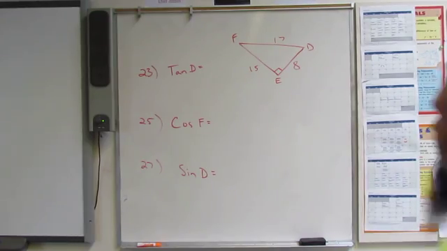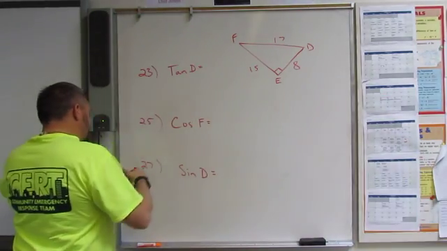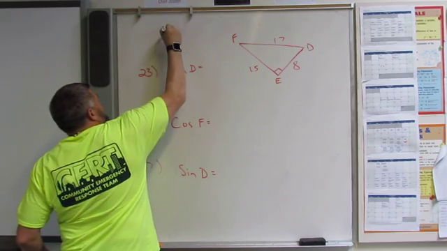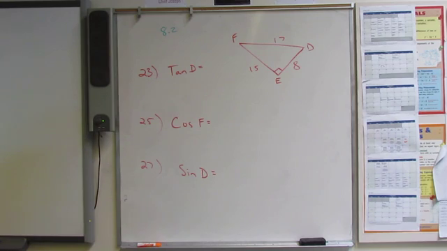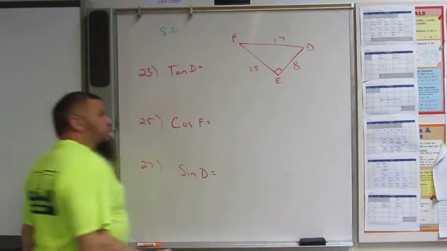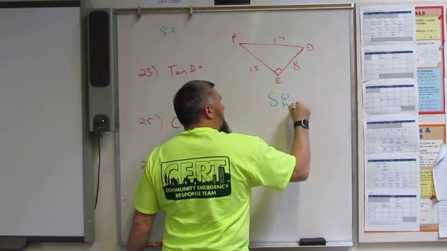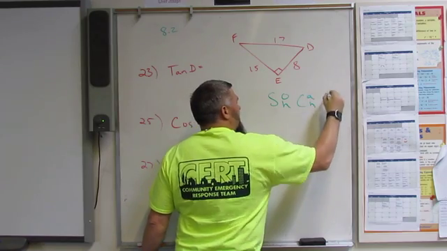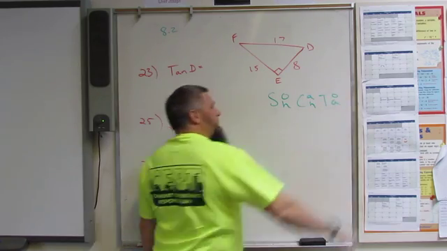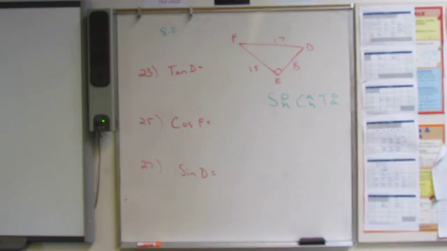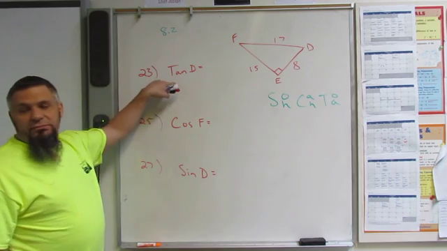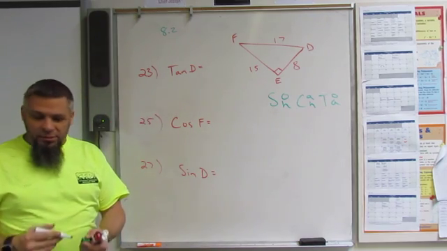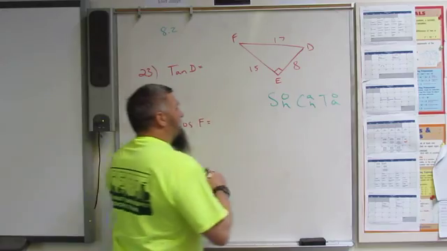All right, we got 8-2, 23 to 27, and it's basically just Soh Cah Toa. And if you write that every single time, you're going to remember it. Okay? So when I look at tangent, I'm thinking Toa.